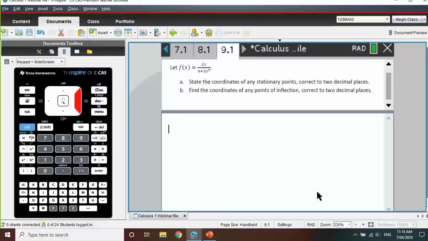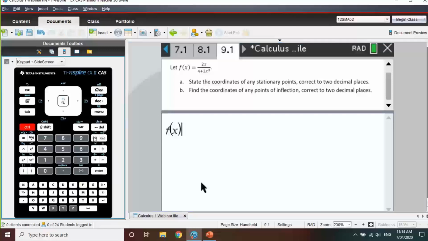And just like before, for efficiency, we're going to use the assign command. So Control template to get this little blue symbol here. And we're going to say that's 2 times x over 4 plus 3 times x to the power 5.